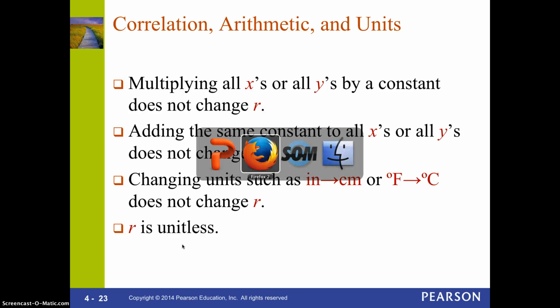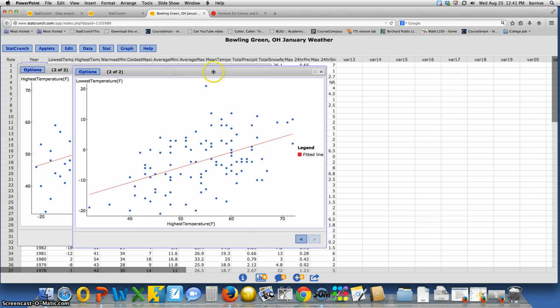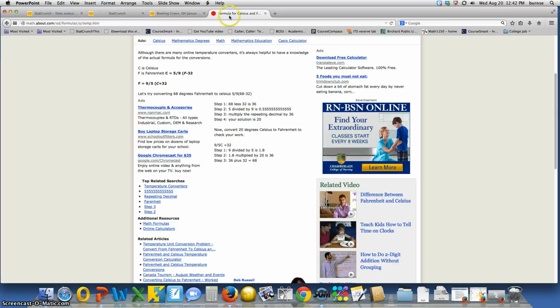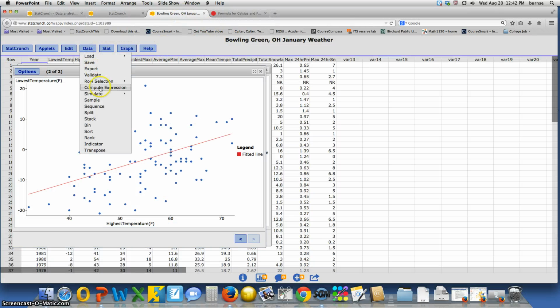So let's come back over here. I'm going to make a column, and we're going to take the highest temperatures and convert them to Celsius instead of Fahrenheit. So first thing we've got to figure out is how to convert Fahrenheit to Celsius. If I know Fahrenheit and I want to convert it to Celsius, there's my formula: Celsius temperature is 5/9 times the Fahrenheit temperature minus 32. Okay, so if I come back over here, I'm going to compute expression.